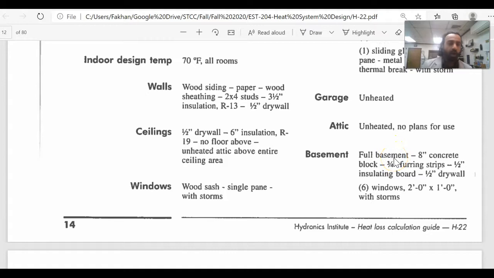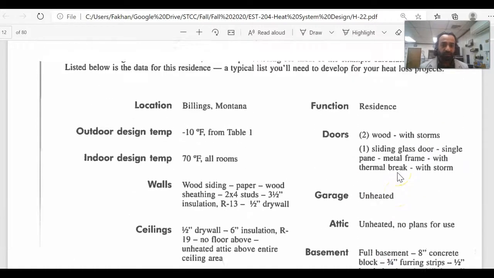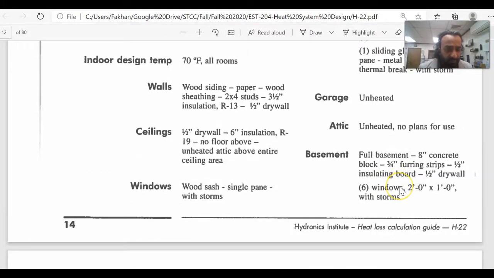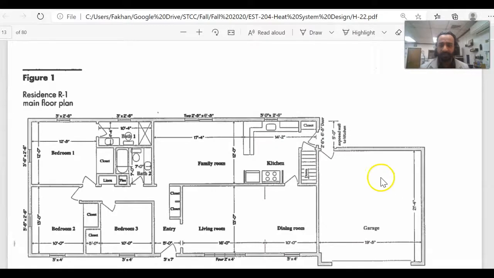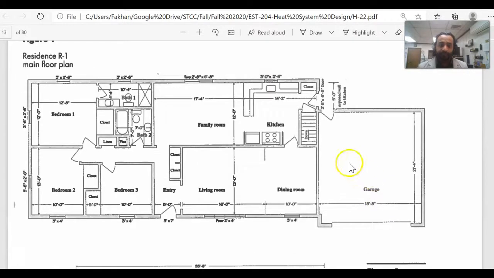Let's look and see how well they did doing this. The basement is also unheated and has a concrete floor, etc., etc. And do they say if they want to heat it or not? Let me see. It does not show that they want to heat it, so I guess it's an unheated basement. This is the floor plan.